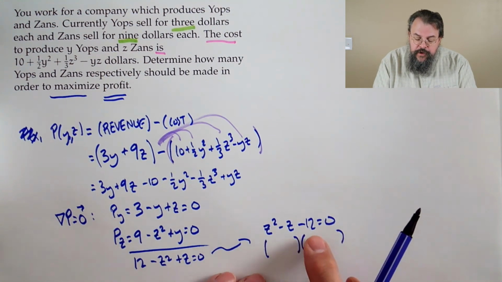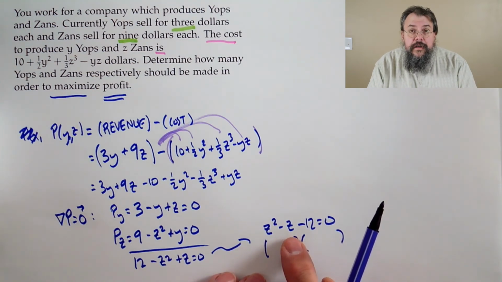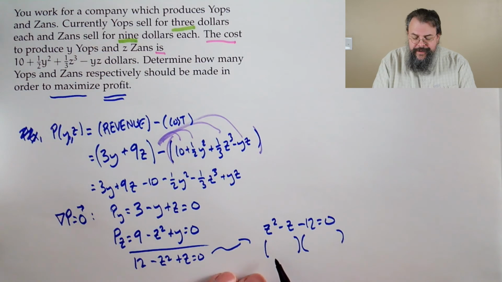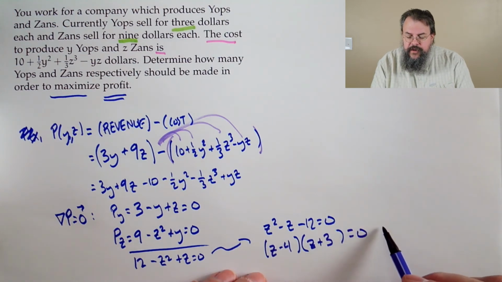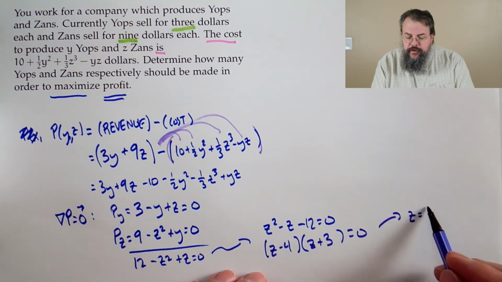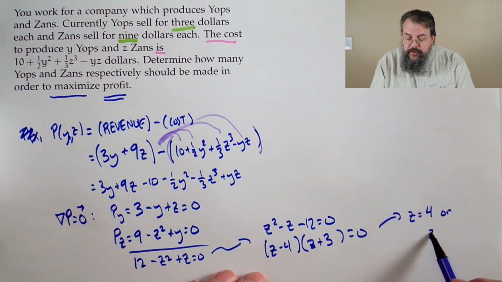We need two things that multiply to negative 12, but add to negative 1. I think we can do that. Minus 4 plus 3. Great. So, that seems to be leading us to two possibilities: z equals 4, or z equals negative 3.